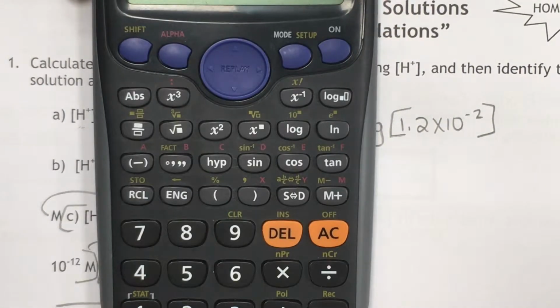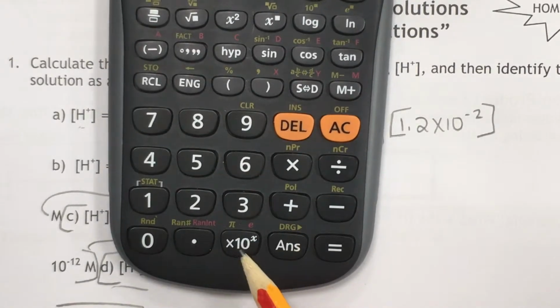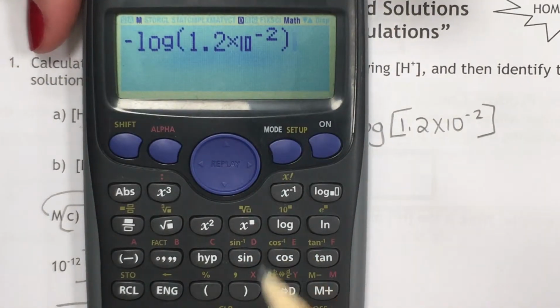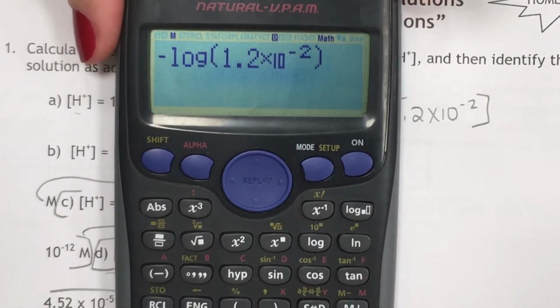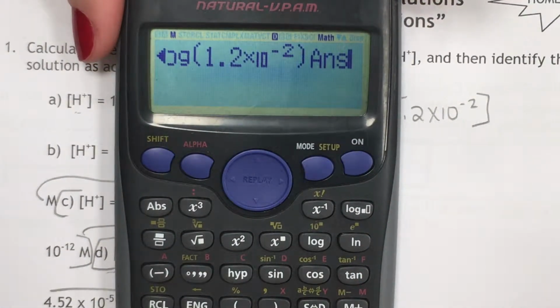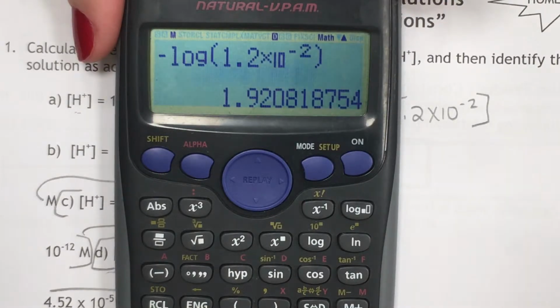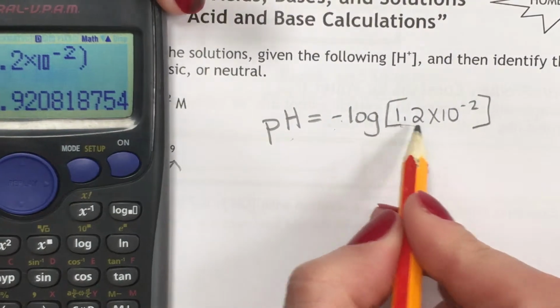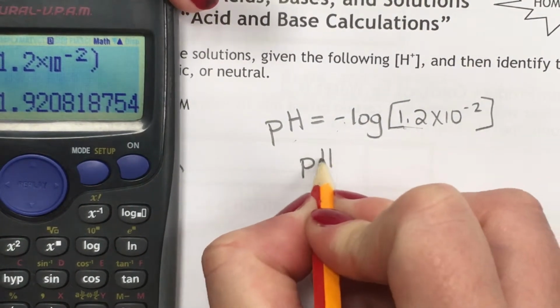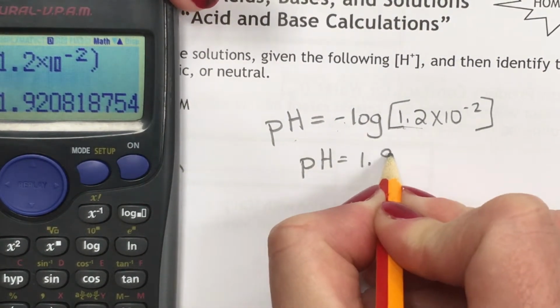You can even use this one right here. It doesn't really matter. They all work the same. Okay, so we have that in our calculator, and you just push enter or the answer. Sorry, I pushed the wrong button. So our answer here is 1.9 because we have two significant figures. So pH is equal to 1.9.